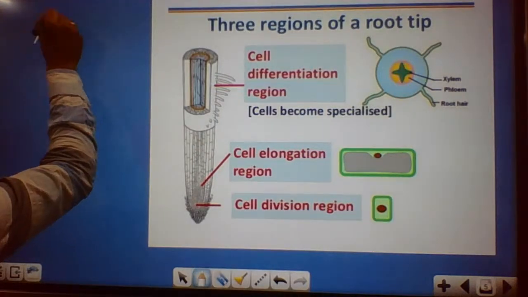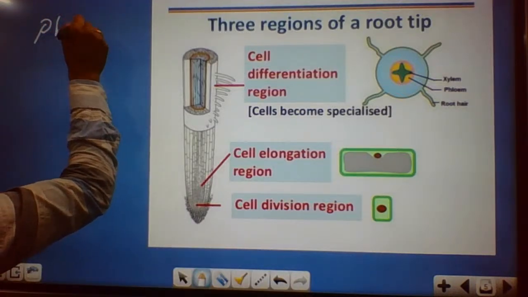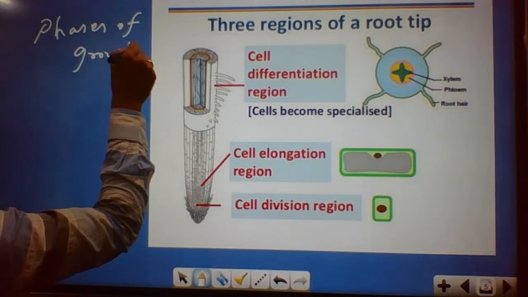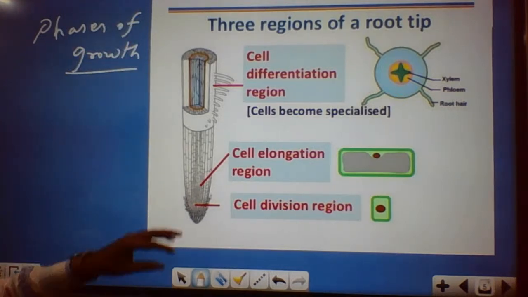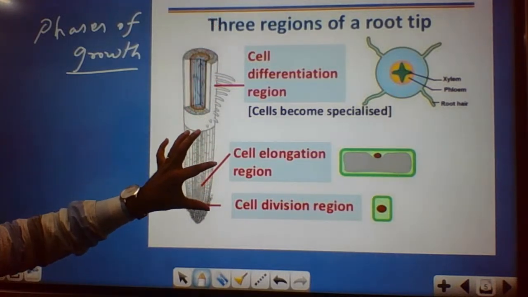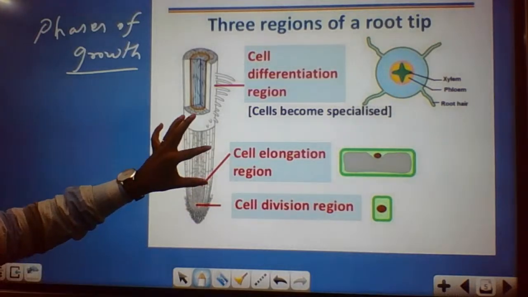So we discuss the phases of growth. Coming to the phases of growth, there are three phases. We have the cell differentiation region, the cell elongation region, and then the cell division region. So cell division, cell elongation, and this one.